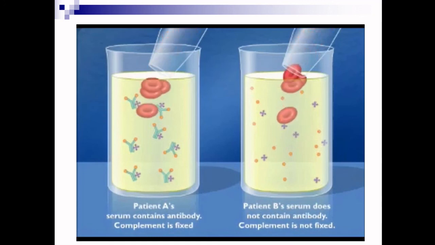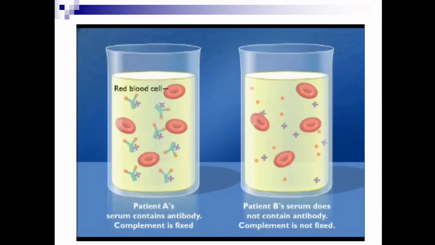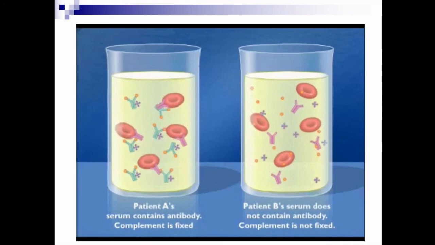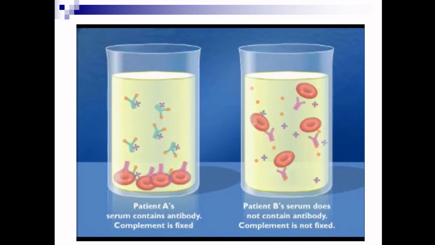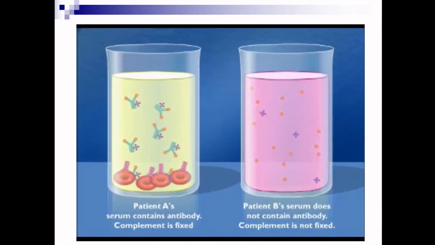To determine whether complement has been fixed, sheep red blood cells and antibodies against sheep red blood cells are added. In patient A's serum, the complement is already attached to the antigen antibody complexes in the serum and cannot induce sheep red blood cell lysis. Consequently, the red blood cells settle to the bottom of the tube. In patient B's serum, the complement is free to react with sheep red blood cell antibody complexes, resulting in lysis of the sheep red blood cells. The serum turns a pink color as the red blood cells lyse.